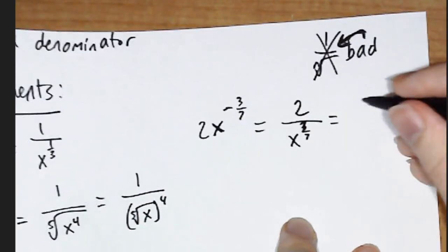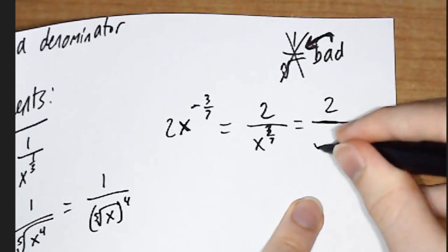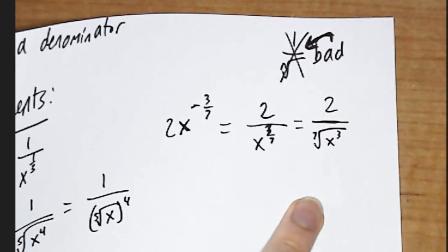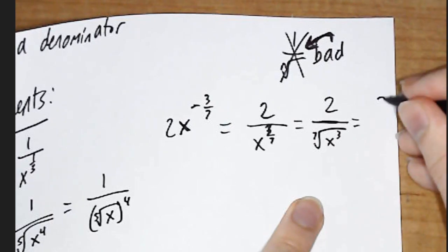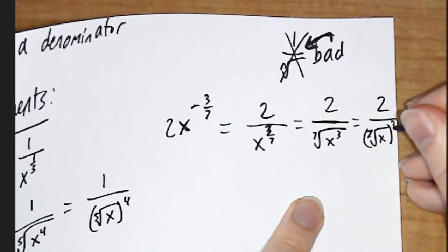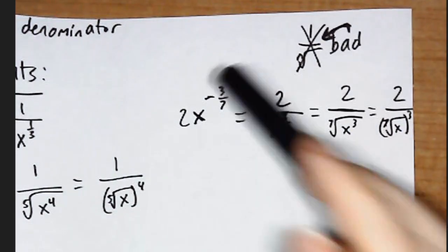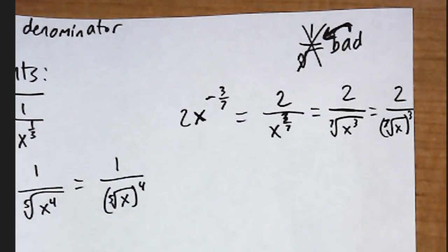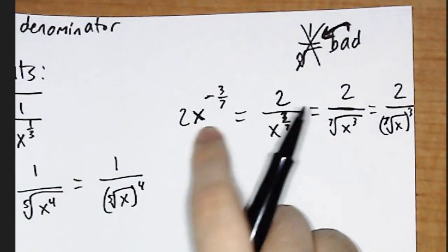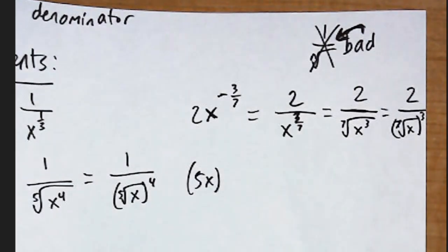Now we can rewrite this as 2 over x to the 3/7 in radical form, which is the 7th root of x cubed, or the 7th root of x, all of it, cubed. The 2 stays up top because it is not raised to the negative 3/7 power like the x is. If we were to have an expression where the coefficient on x is also raised to the same exponent, we would have to put it in parentheses like this next example.